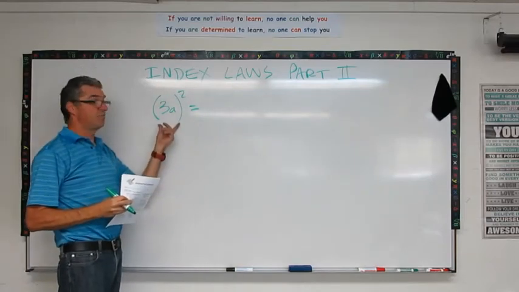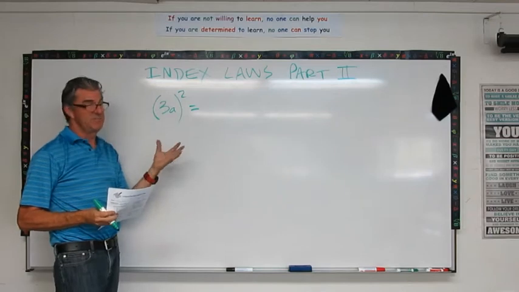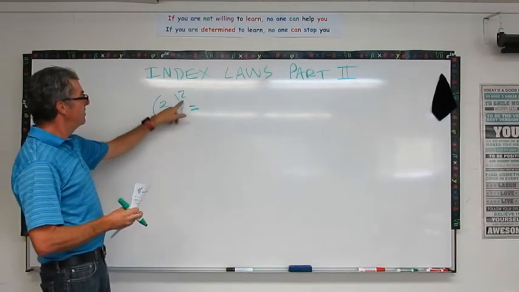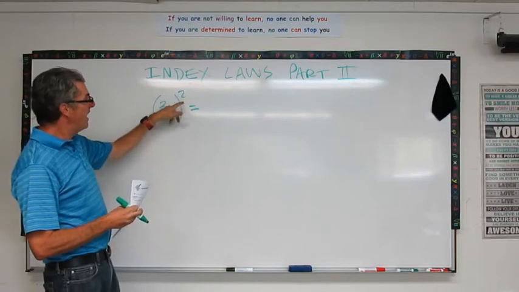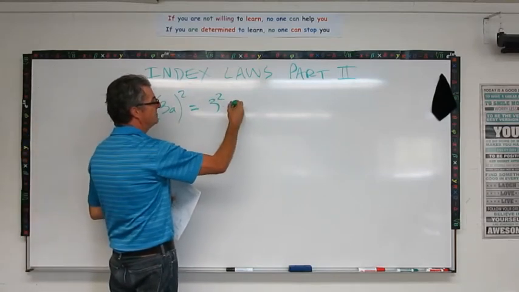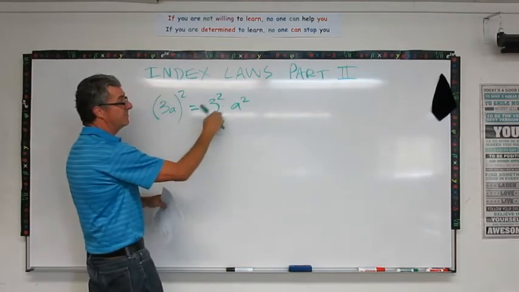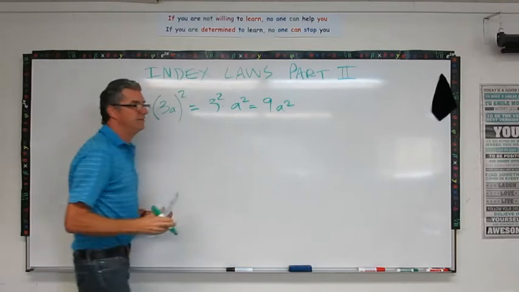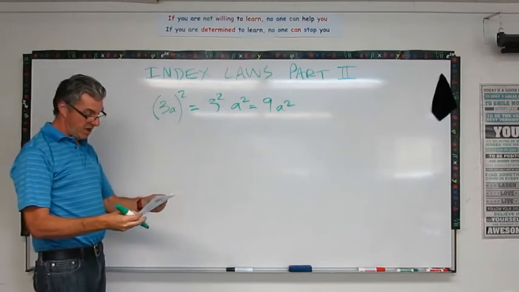Okay, let's do some more removing brackets. Our book calls these brackets. They're really parentheses, but brackets is okay with me. So let's get rid of those. We've got a power outside, so we can distribute that. 3 squared times a squared. We can simplify that to give us 9a squared. Okay? Let me give you one to try.